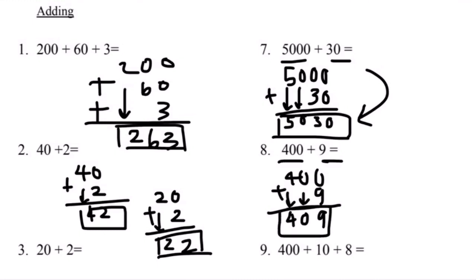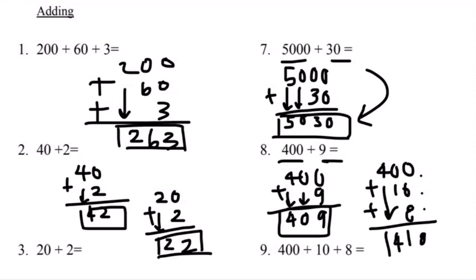Last but not least, they give us the equation 400 plus 10 plus 8. I'm going to line the numbers vertically so it's easy for us to solve. 400 plus 10 plus 8. 8 plus 0 equals 8. 1 plus 0 equals 1. We bring down the 4. Our final answer for 400 plus 10 plus 8 equals 418.